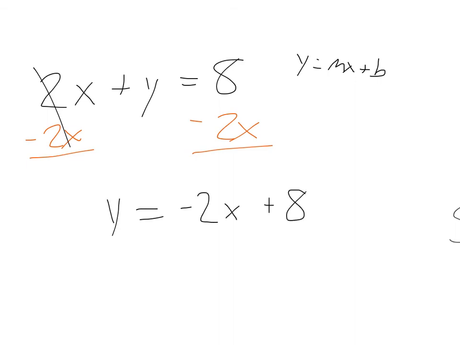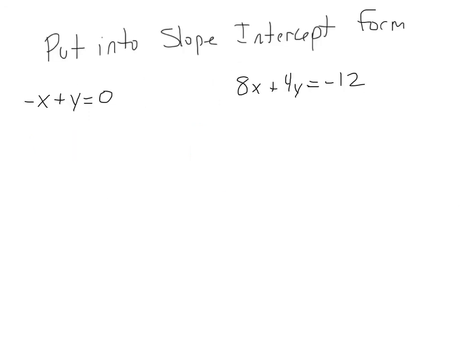Now, why didn't I make this 6x? Well, this is an 8 and this is a negative 2x. Can't combine them with subtraction. So I just write them both. All right, so last two and we'll be done. Put these into slope-intercept form. Pause the video, try that. Play it when you're done.